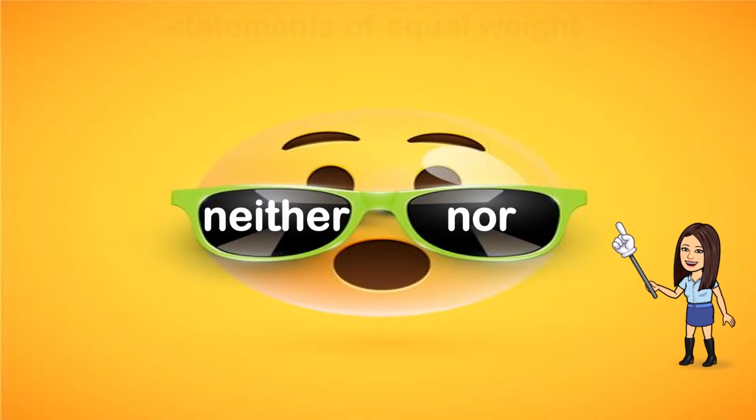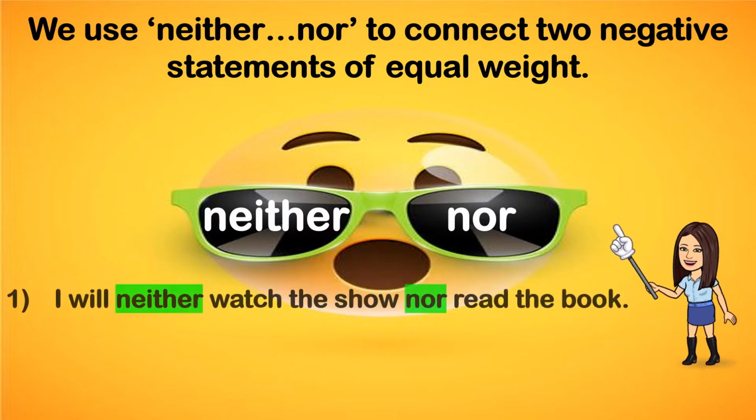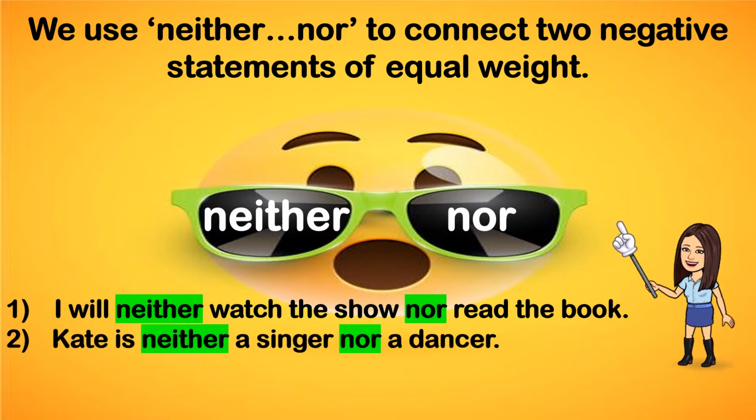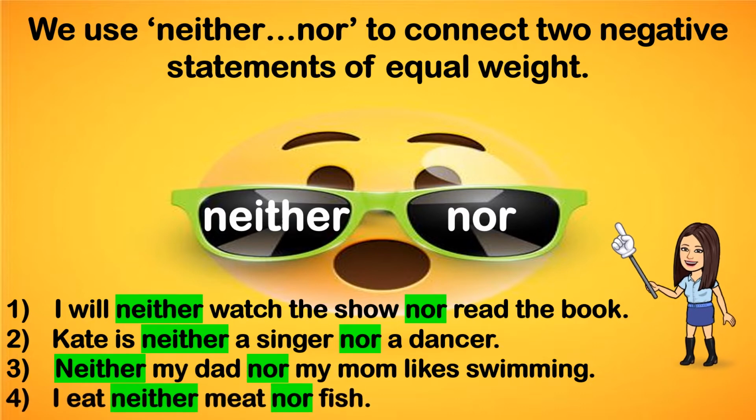Neither nor. We use neither nor to connect two negative statements of equal weight. Examples: I will neither watch the show nor read the book. Kate is neither a singer nor a dancer. Neither my dad nor my mom like swimming. I eat neither meat nor fish.